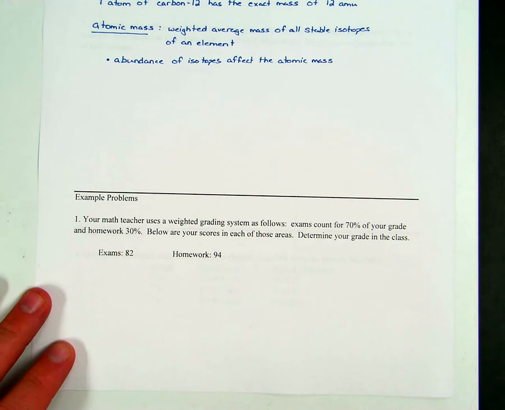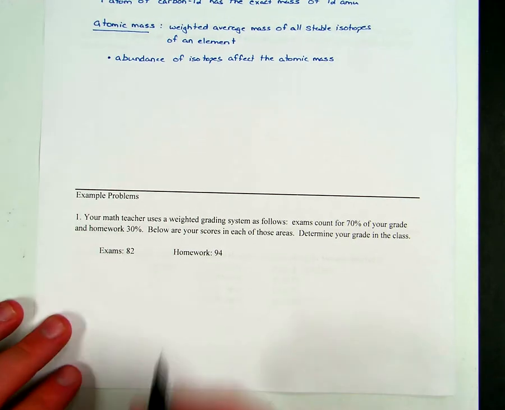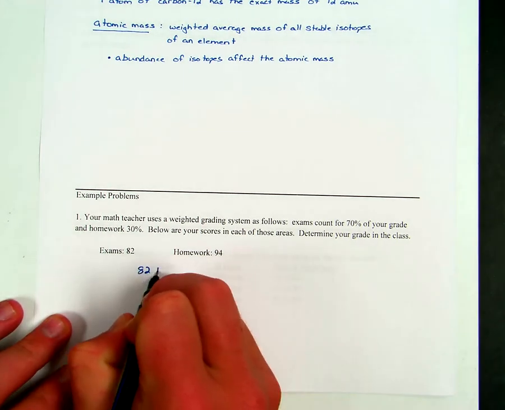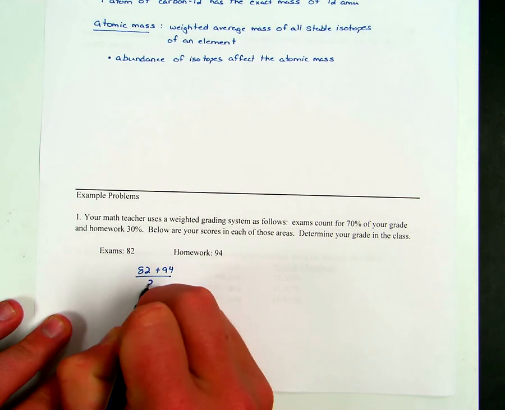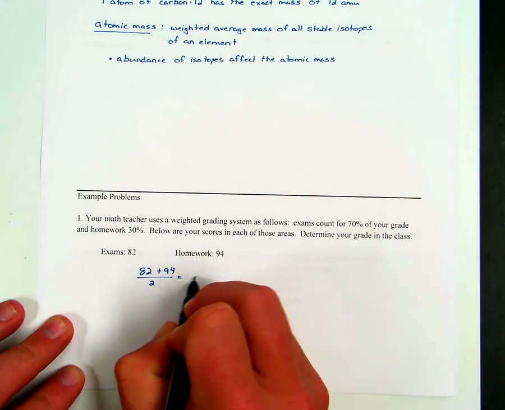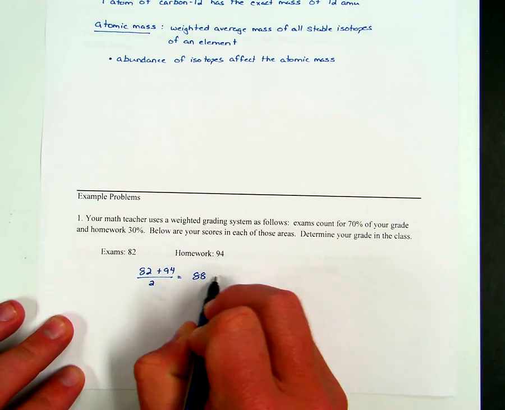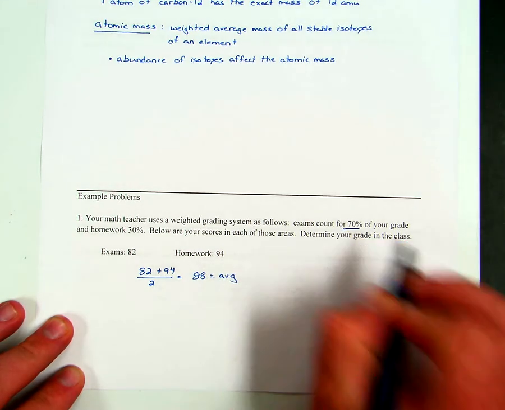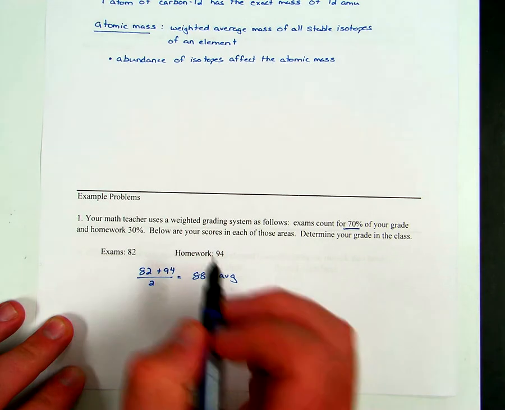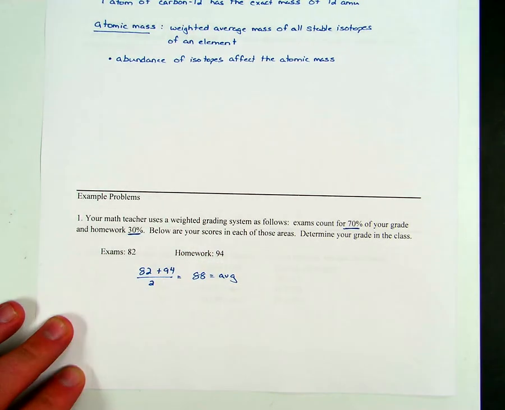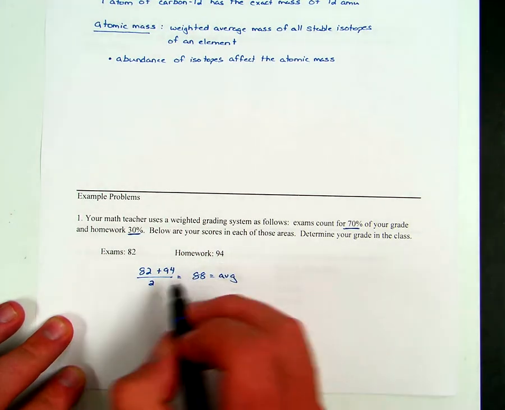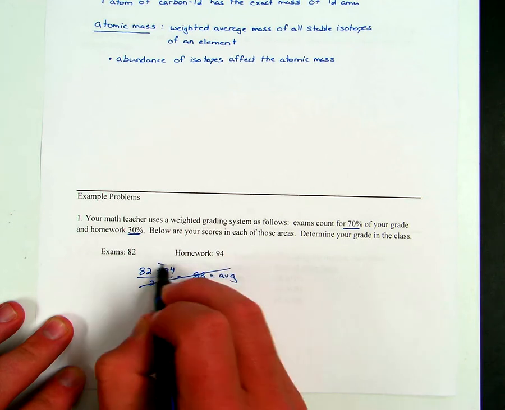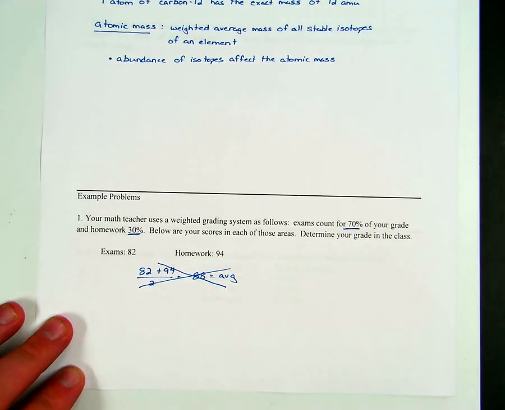Well, if we were just to find the average of those two, if we were just to add the two up, 82 plus 94 divided by 2, that would give you an average of 88. That would be the average. The problem is we're not accounting for the fact that 70% of your grade comes from the exams and 30% from the homework. So this doesn't really work in this situation. We have to have a different way to find the average. Here's how we do that.